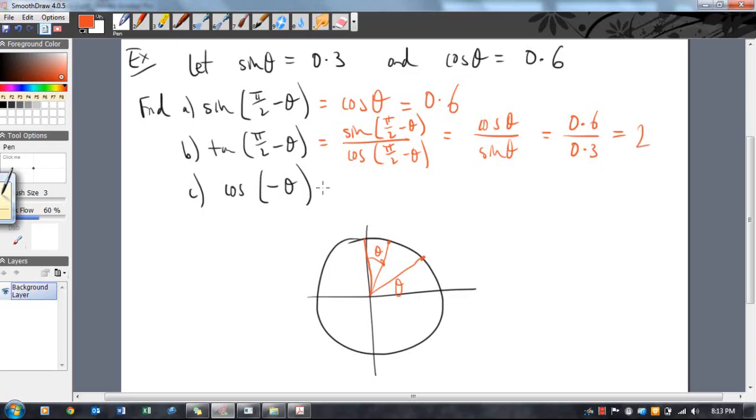And last one, cos of negative theta. Remember, if you've got theta there and negative theta there, the x value will be the same, so the cos value is the same. So that's just equal to cos theta, which equals 0.6. Hopefully that makes sense. Use the symmetry of the circle to your advantage.